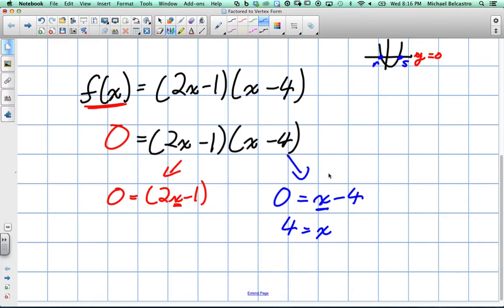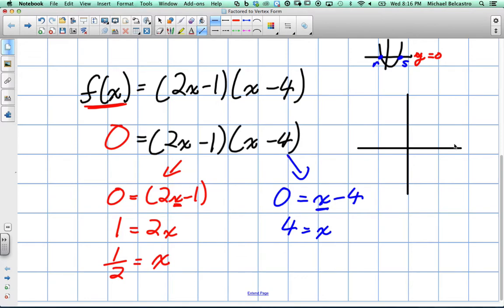That's one of our x-intercepts. And the other one, I bring negative 1 to the other side, it becomes positive 1, but this is still 2x. And in order to get x by itself, I have to divide by 2. So this becomes a half, or 0.5, is equal to x. So these are our two x-intercepts in this case. If we were to draw this, we have one x-intercept at the number 4, and the other one at a half.